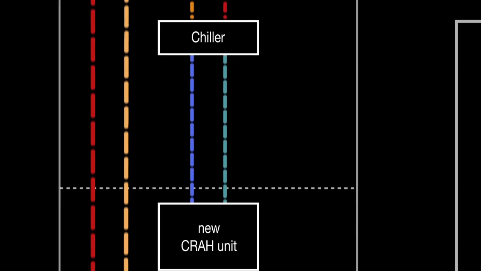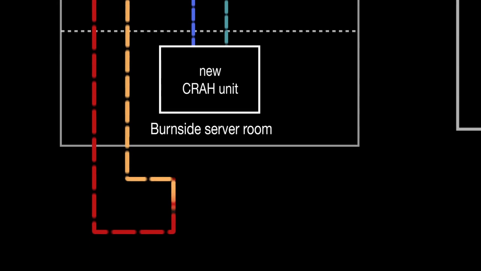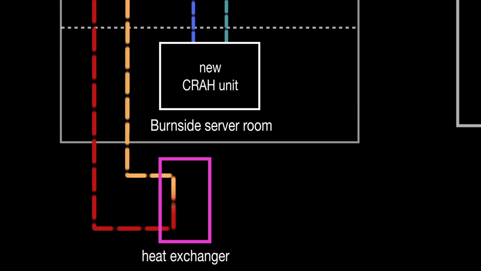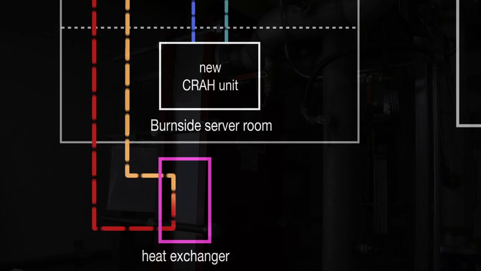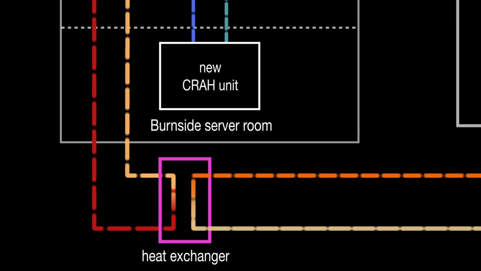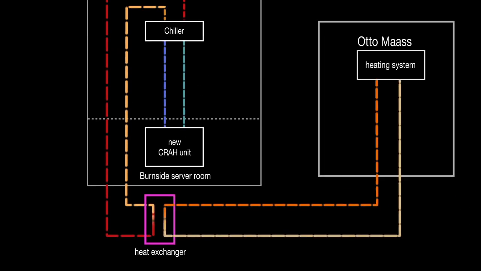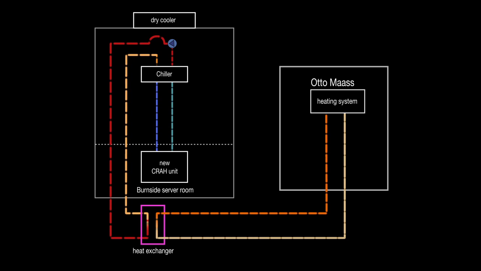Instead, the heat is transported to the basement of Burnside, where it enters a device known as a heat exchanger. A heat exchanger allows heat to be transferred between two streams of liquid. In this case, the heat from Burnside transfers to water that is piped to the heating units in Otto Maass. Now the heat produced by the server room in Burnside can be used to heat the Otto Maass Building.